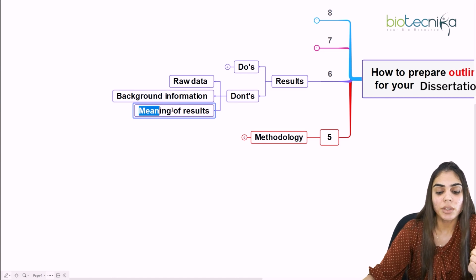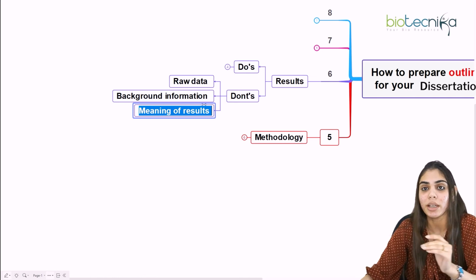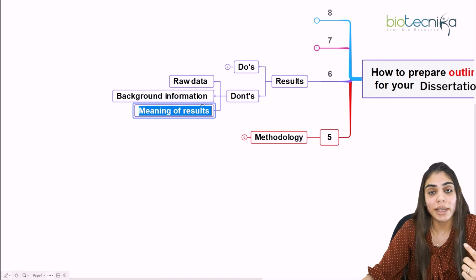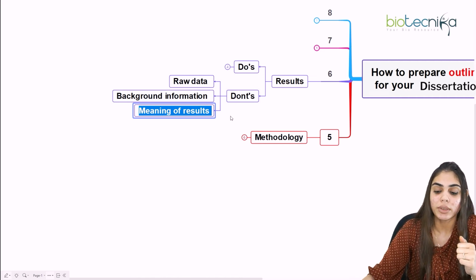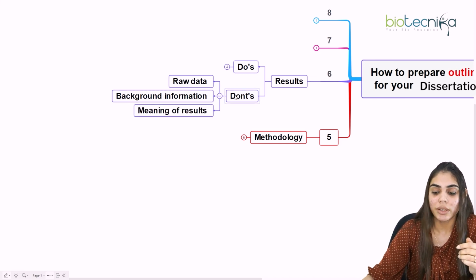Meaning of a result, you don't need to write the meaning of results here. The result part is just showing the result. And whatever you have speculated from that result, you need to write in the conclusion part. That is the next heading that we are going to talk about. So this is about the things that you should not write in your thesis or dissertation.